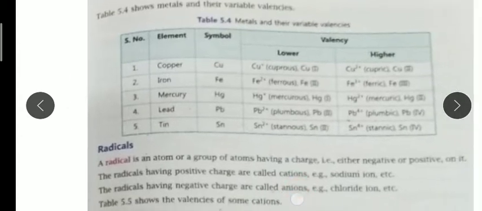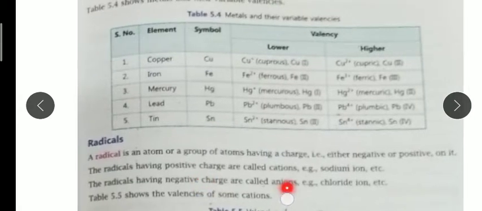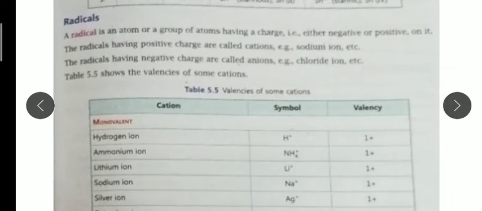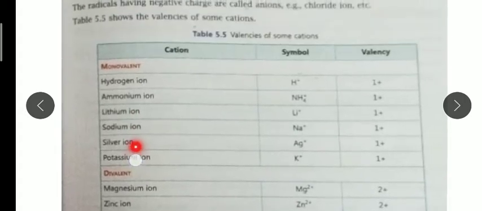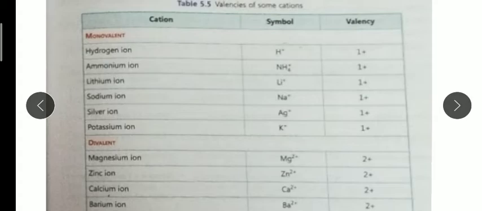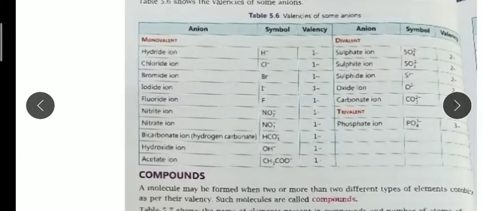Like chlorine. Metals can easily donate the electron, we all know, so they exist as cations, and non-metals accept the electron. When they accept the electron, they carry a negative charge and become anions. Table 5.5 shows a few cations. Their valency, formula and symbol are given. In the same way, for anions also their formula and symbol are given.